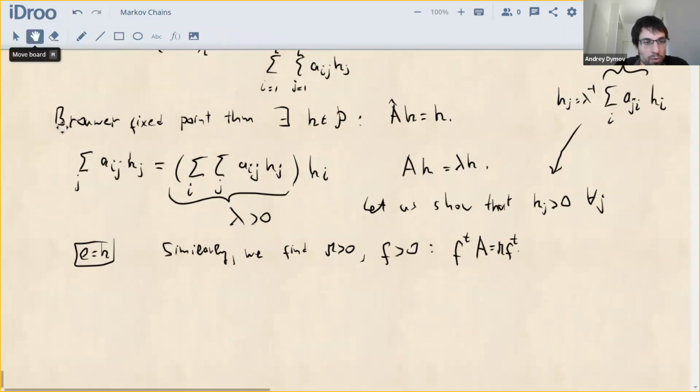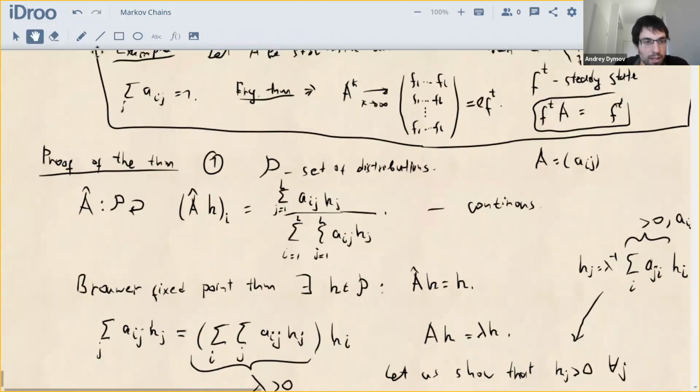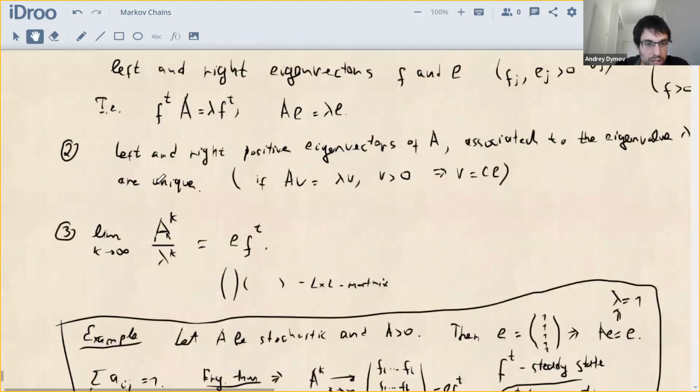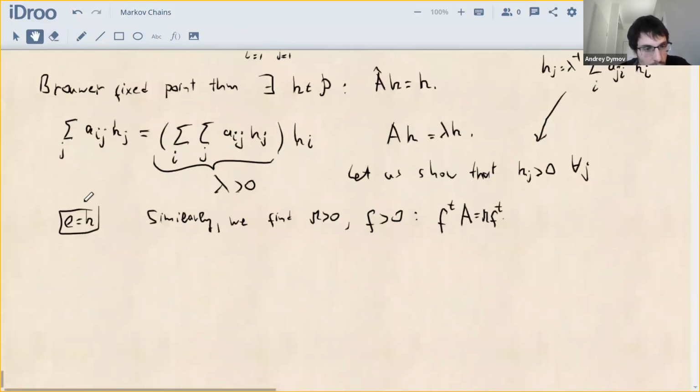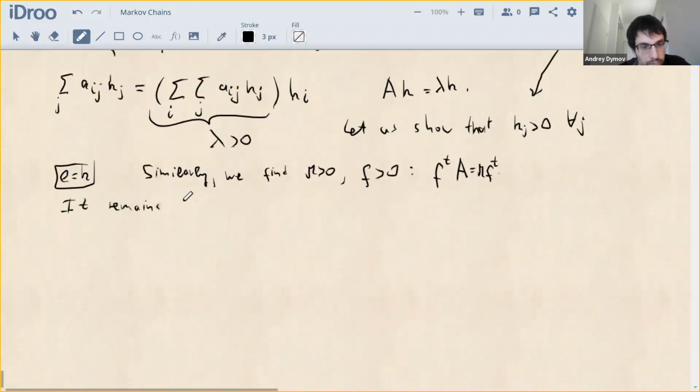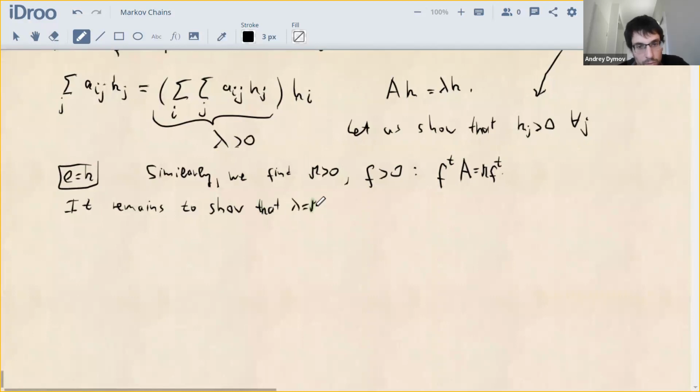So now, to conclude the proof of the first item of the theorem, which affirms that left and right positive eigenvectors are associated with the same eigenvalue, it remains to show that this lambda we have found coincides with this mu, right? So it remains to show that lambda equals mu. Nice. How will we do this? Let us just take the scalar product of vectors f and e. This scalar product can be written as f transposed times e, the standard scalar product in R^n. And let us multiply this by mu, okay?